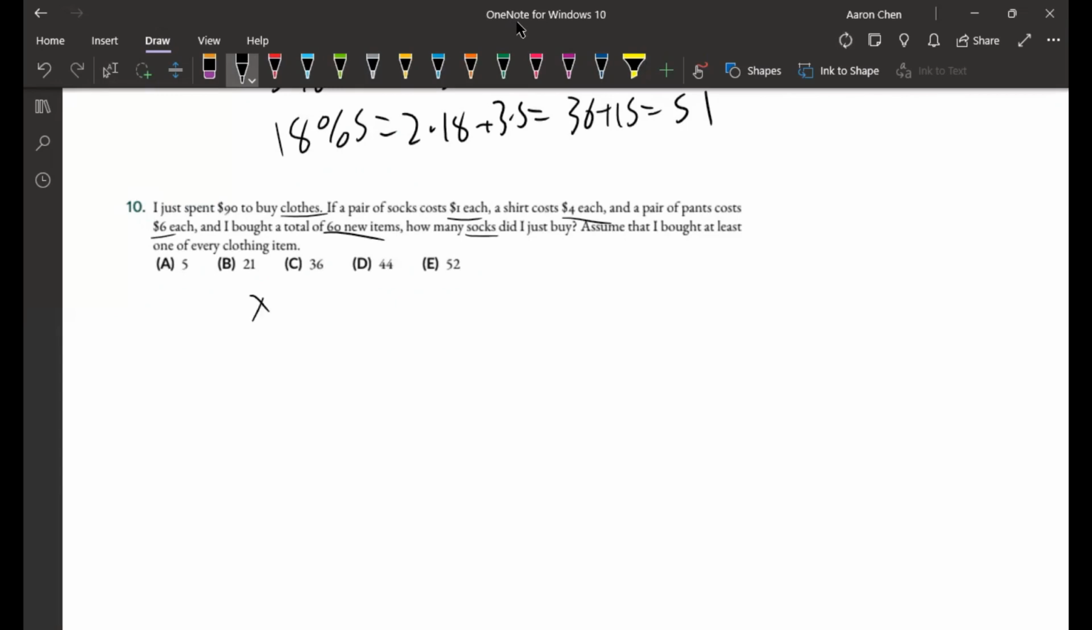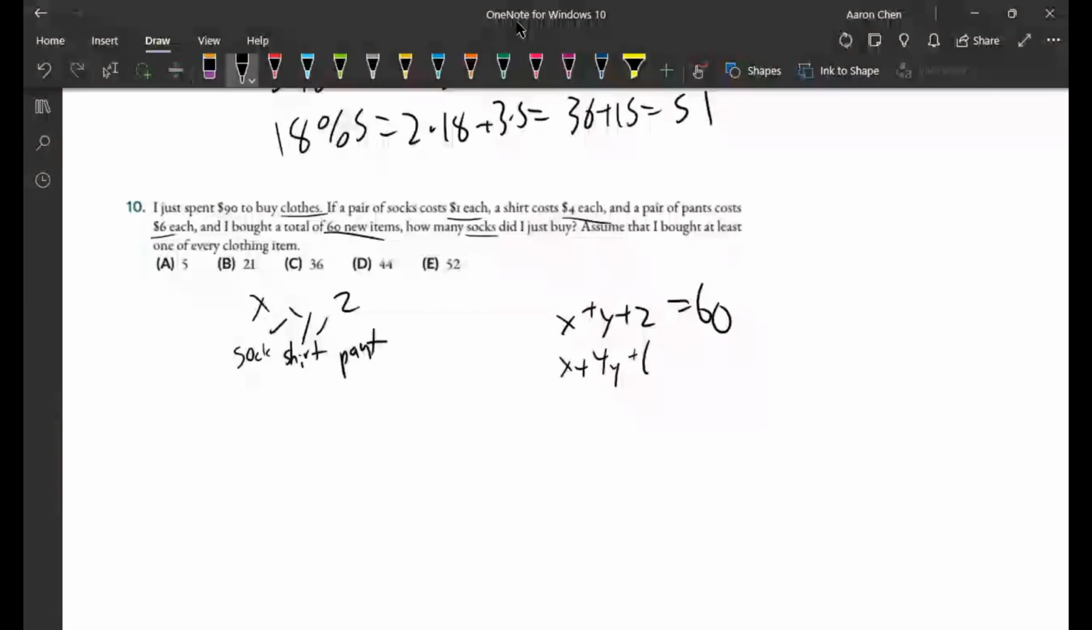So assume that X socks were bought, Y shirts were bought, and Z pants. And so now we know that I bought a total of 60 items, right? So X plus Y plus Z equals 60. And I also spent $90. So the number of dollars I spent on socks was X, on shirts was 4Y, and on pants was 6Z. And this is equal to 90.